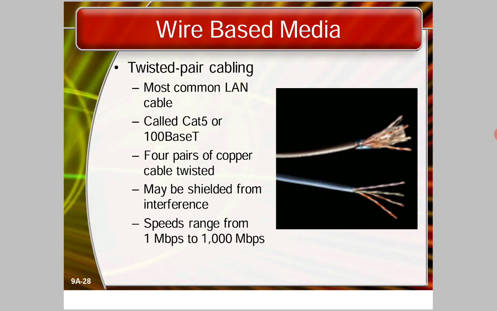Wire-based media means different types of cables or wires are used in networks. The first type is twisted pair cabling. It is the most common LAN cable, called Cat5 or 100 Base-T cable. It has 4 pairs of copper wires which are twisted, and may be shielded from interference. Speed ranges from 1 Mbps to 100 Mbps. This is the commonly, frequently used network media. It is mainly used in all the networks or LANs.